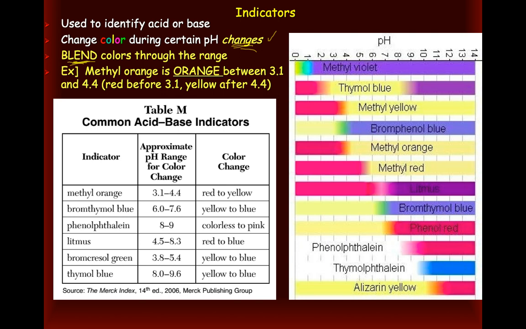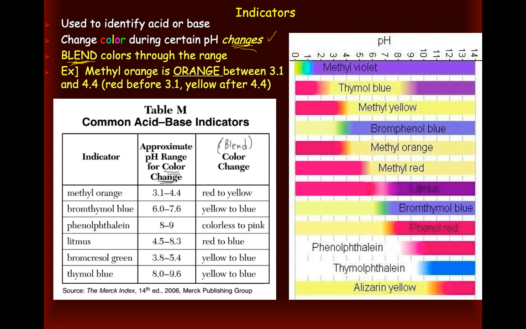In the second column, you'll see an approximate range where you get a color change, and that's the key. It's the color change. And then in the third column, what that color change is. Now, you have to understand that this is going to be a blend. It's not exactly one color or the other.